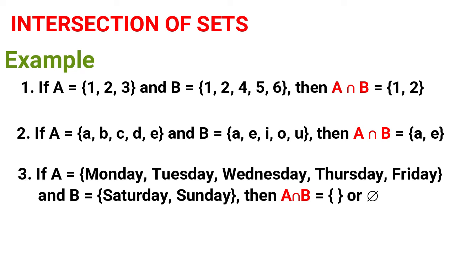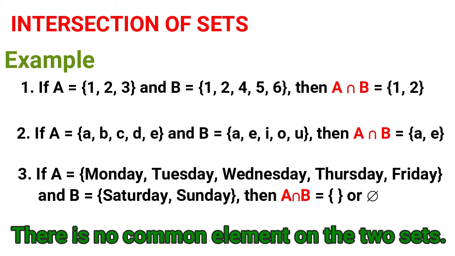As you can see on the first two examples, the elements in the intersection of sets are the elements that are present on both sets. In number 3, the intersection is a null set. Why? Yes, very good. There is no common element on the two sets.